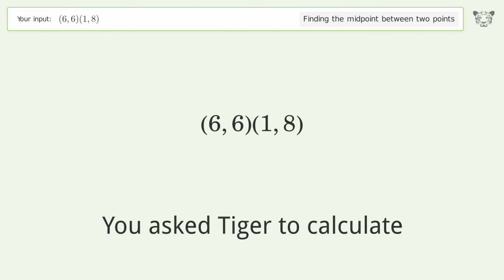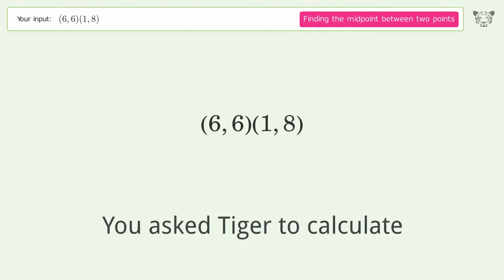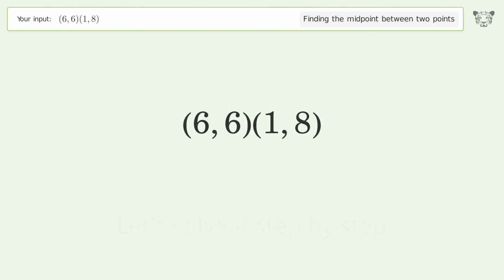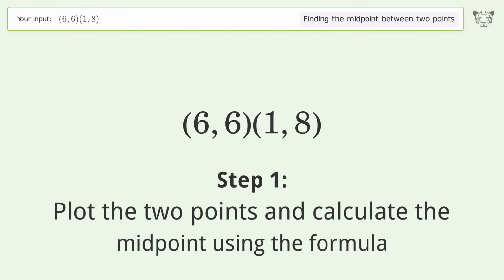You ask Tiger to calculate. This deals with finding the midpoint between 2 points. The midpoint between the 2 points is 3.57. Let's solve it step by step. Plot the 2 points and calculate the midpoint using the formula.